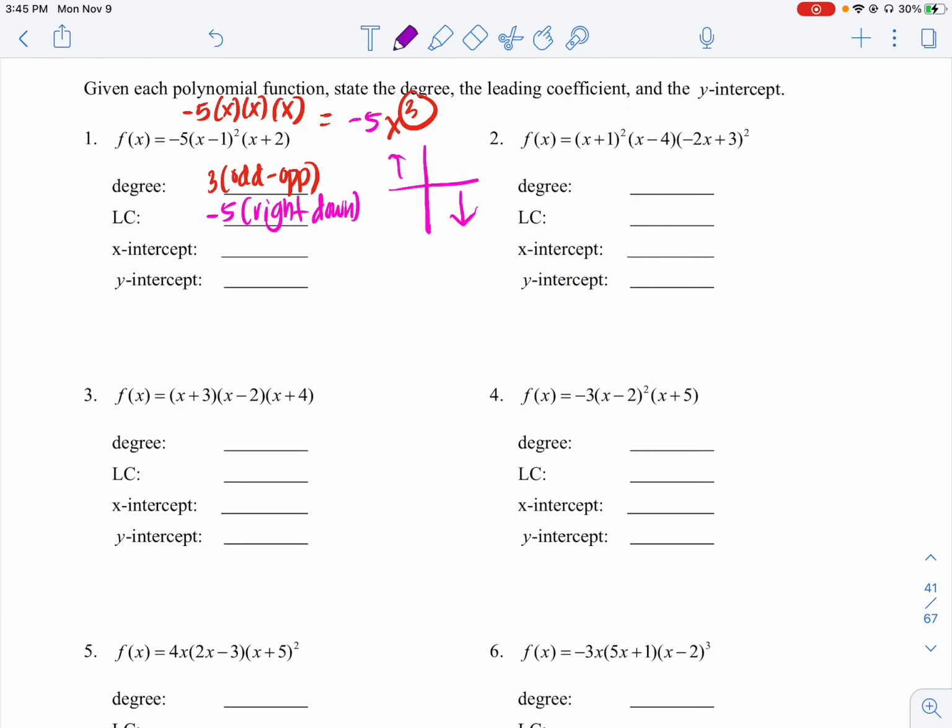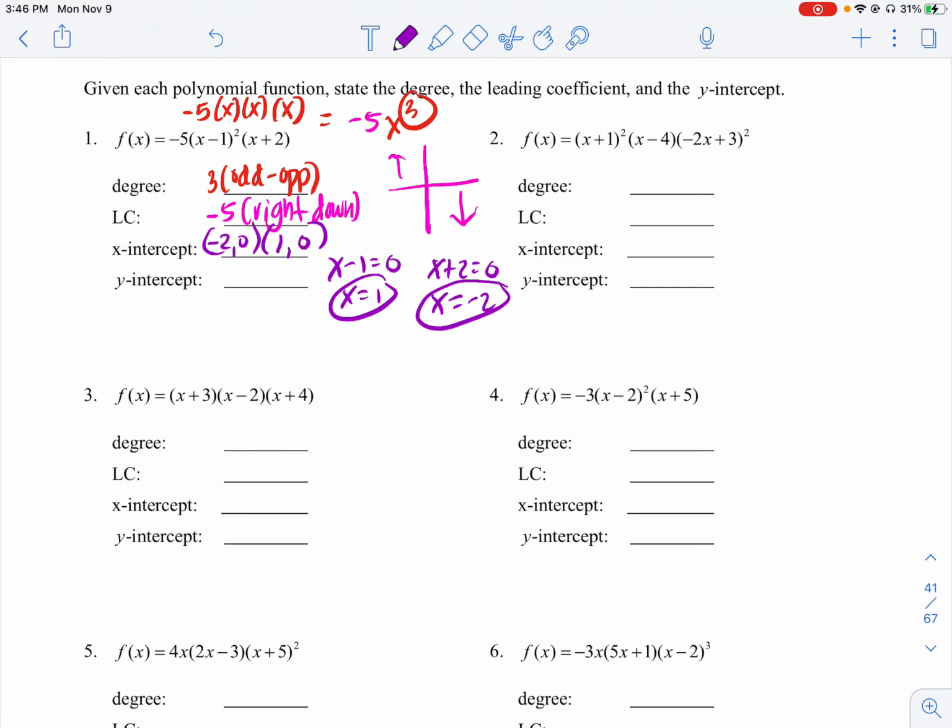X minus 1. Hopefully we don't have to write this all over and over again. And x equals negative 2. Oops, that doesn't look like negative 2, right? So you have to write the smaller number first, yeah? Negative 2 comma 0, and then 1 comma 0.